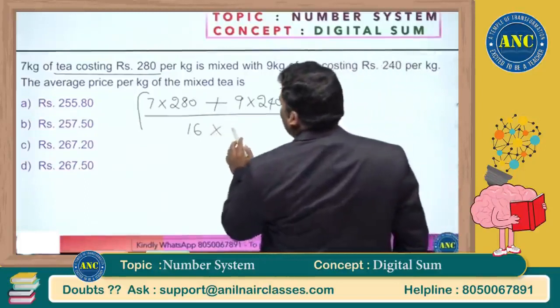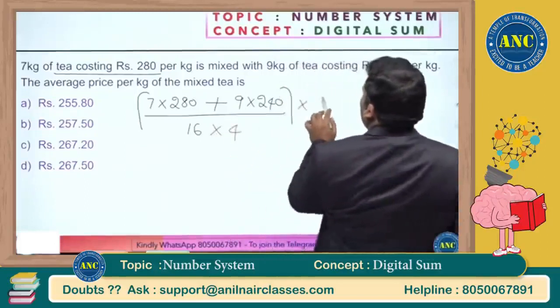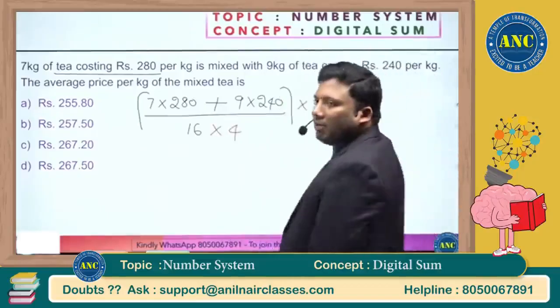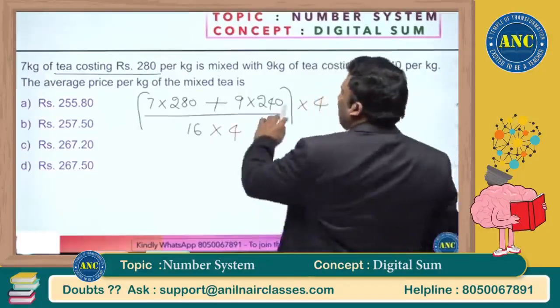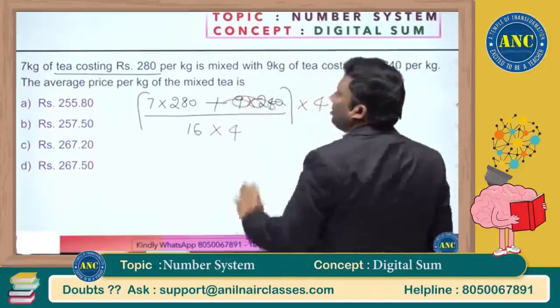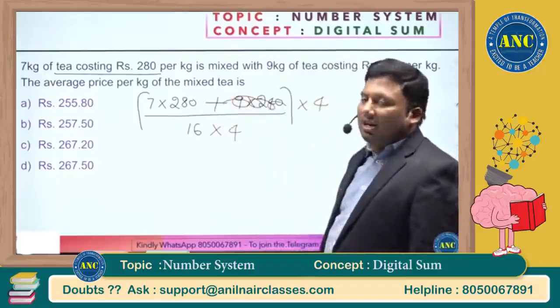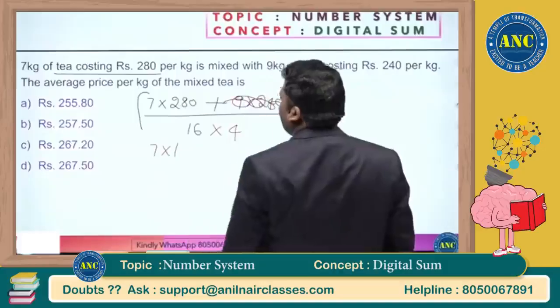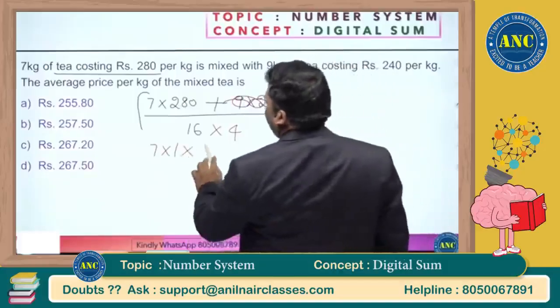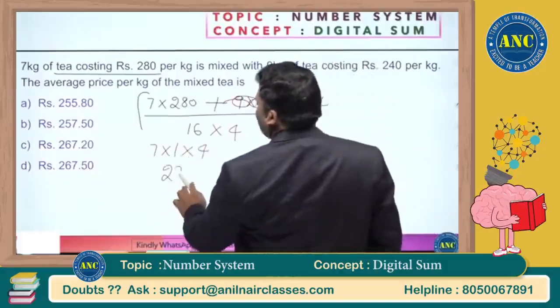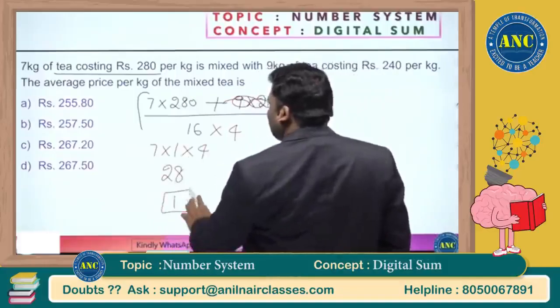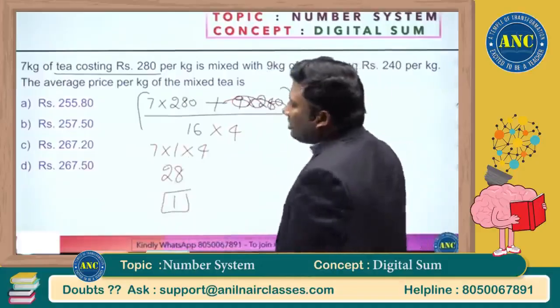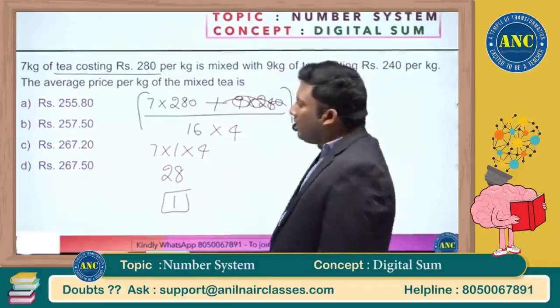16 digital sum is 7. Multiply the numerator and denominator by 4. 9 into any number, it is 9. 9 plus any number, the answer digital sum will not change. 280 digital sum is 1, into 4. 7 4s are 28, 2 plus 8, 10, 1 plus 0, 1. Answer digital sum should be 1.